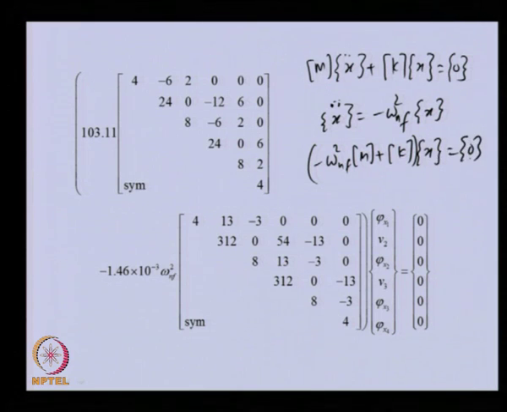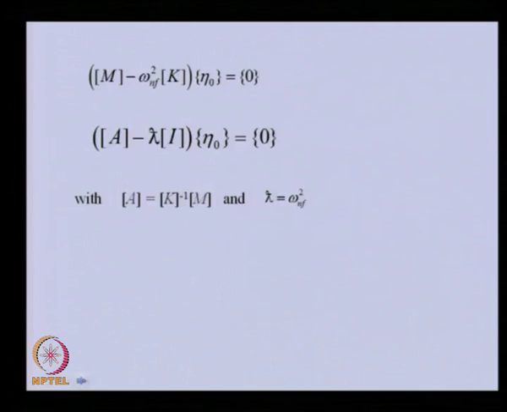And this is that particular form, in which this is the mass matrix, this is minus omega nf square, and this is the K stiffness matrix. So, this equation is of this form, and because this is a homogeneous equation, for a non-trivial solution we need the determinant of this equal to 0, or what we can do is convert this into an eigenvalue problem.